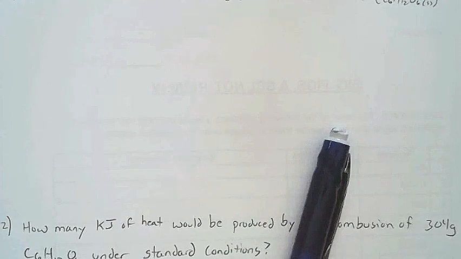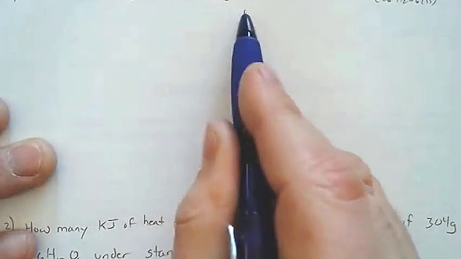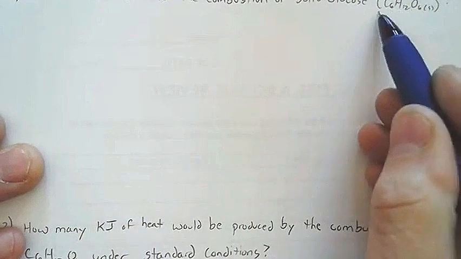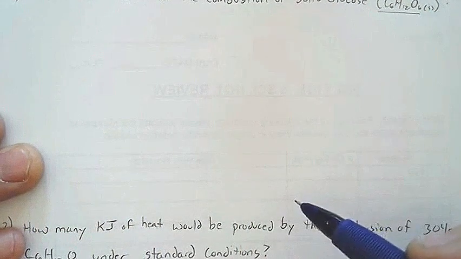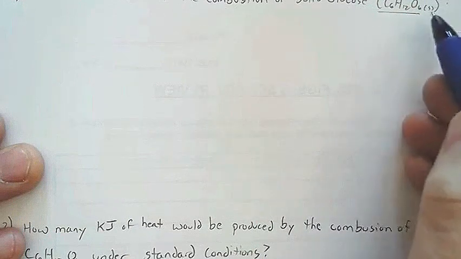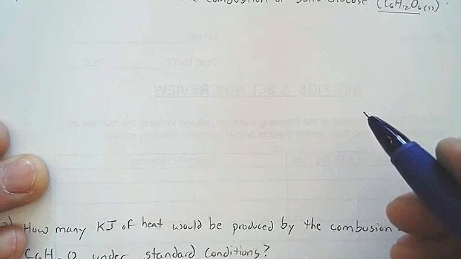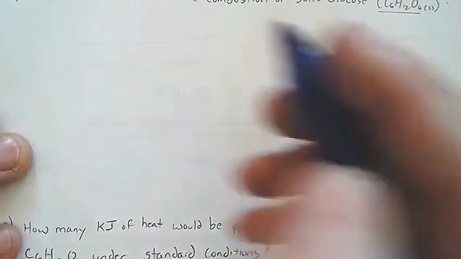Hi, this sample problem video is to help students understand how to figure out heats of reaction for chemical reactions. And the first sample problem that we have is what is the standard heat of formation for the combustion of solid glucose? Now, obviously, we need to know that glucose's chemical formula is C6H12O6, and it's a solid. We have to start off with a balanced chemical equation.